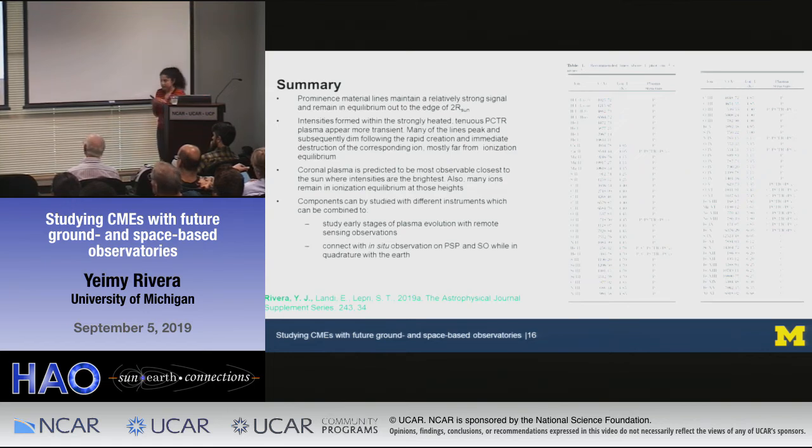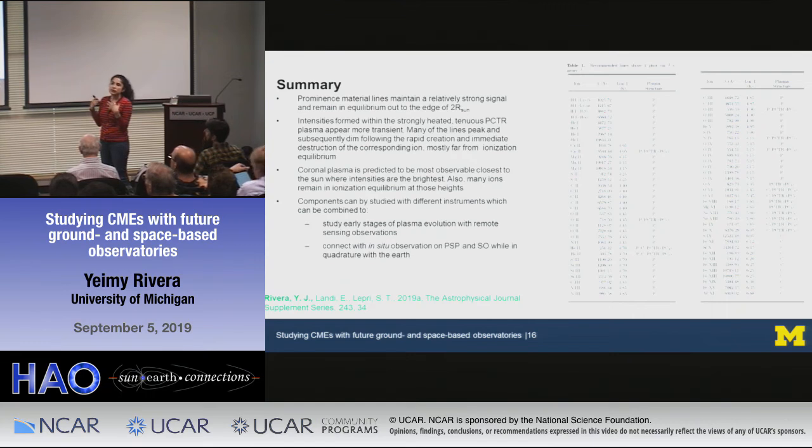Okay, and this is just a summary to wrap up everything. This is the table that I was talking about of the recommended lines that we included in the paper. There are 70 of them. What we include is information about the line and also which component you're most likely to observe that particular line. Generally what we find for the different components is that for the prominence material, the signals tend to be a lot brighter than the other components, so they're able to maintain a really strong signal out to 2 solar radii while remaining in equilibrium.